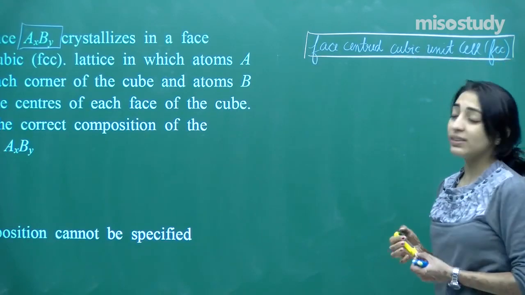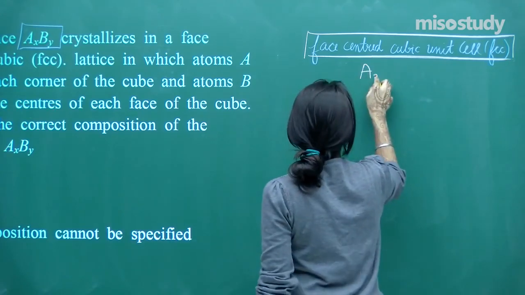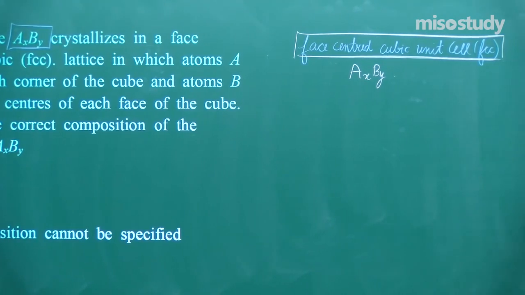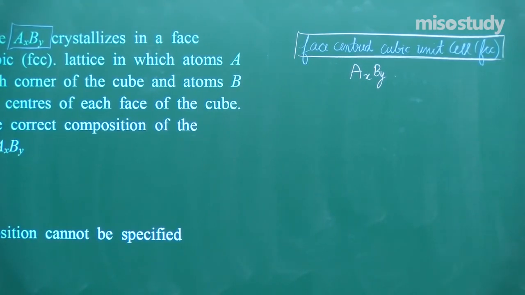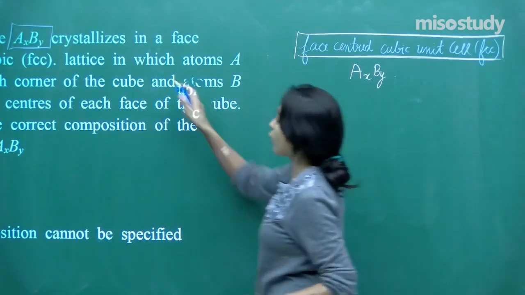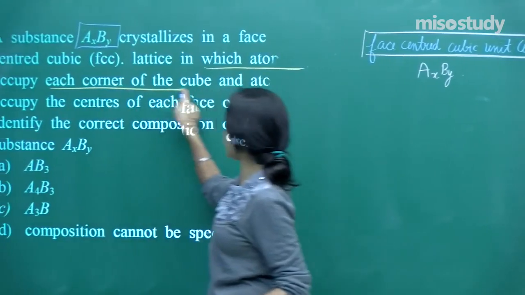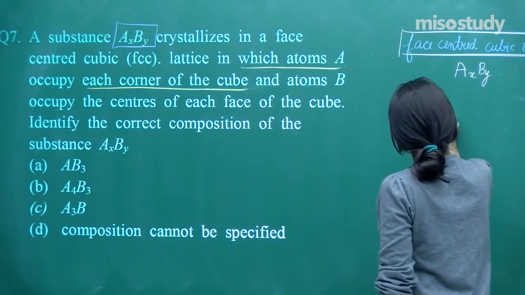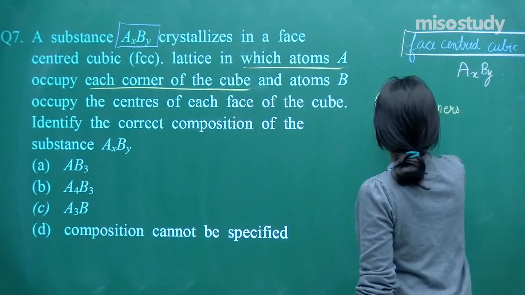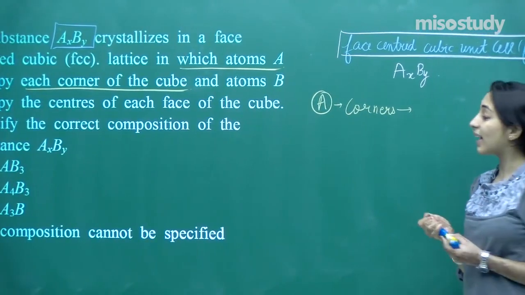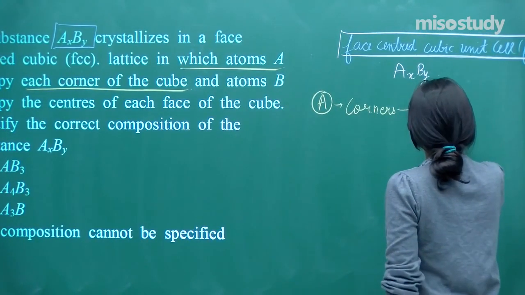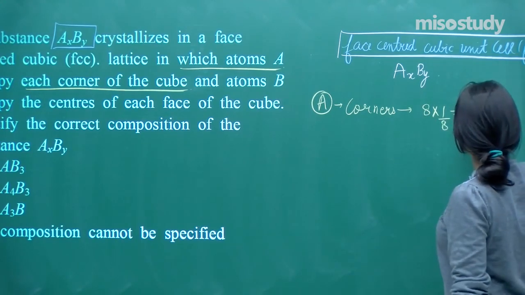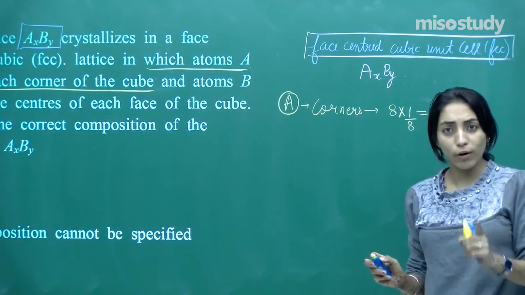Okay, and the substance is written with the formula AxBy. Now it says that the atoms A occupy each corner of the cube. Let us see how many A atoms are available. They are present at corners. So how many corners are there? There are 8 corners. So 8 into 1 by 8 comes out to be 1. That means overall there is just 1 atom of A.